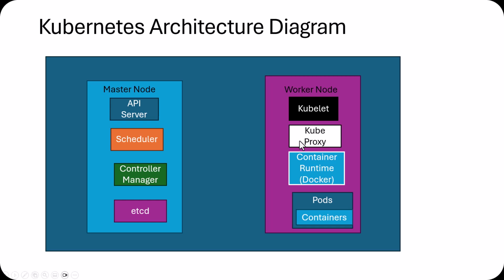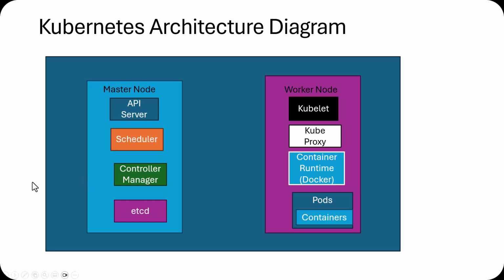The smallest deployable units are pods that can be scaled using replica sets and managed through deployments. Services expose these pods to the network. And these pods, the container is also an example of a pod. One pod can contain a single container or more than one container. And this is the container runtime, like Docker.